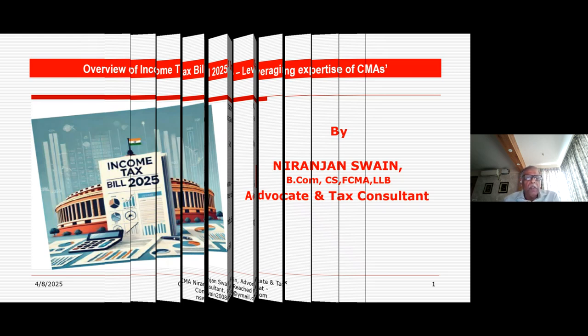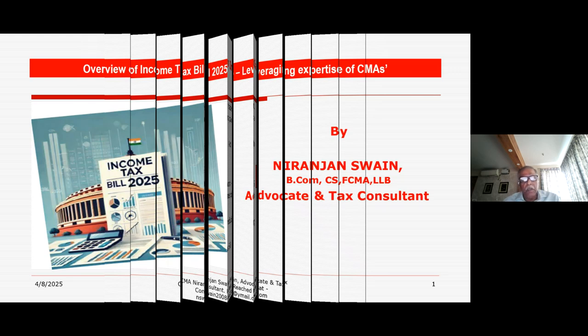Friends, before going for the detailed discussion about the Income Tax Bill 2025, let us have an overview of the background of introduction of Income Tax Act and collection of revenue through income tax in India. Actually, prior to 1860, taxes were levied and paid by traders and artisans at the rate of 20% of their income, and farmers paid a certain percentage of their production. So this was the basis of revenue collection during the British period prior to 1860.